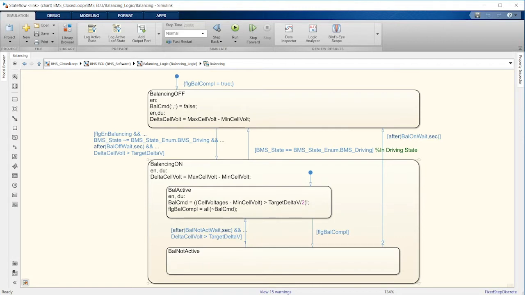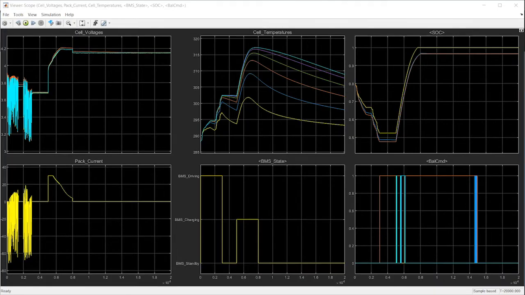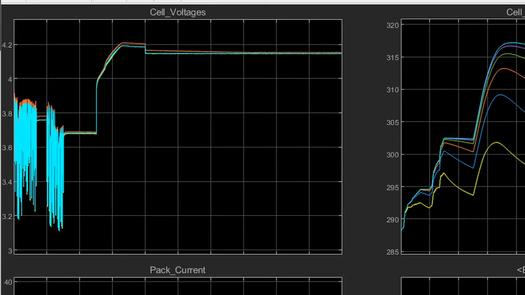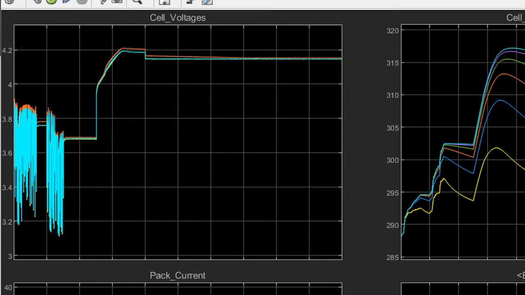Let's now take a second look at the simulation results. In this driving, charging, balancing sequence example, we first observe the individual cell voltages changing as a result of current flowing in and out. At the beginning of the simulation, they are slightly different because we initialize the model with a slight SOC imbalance. Towards the end of the simulation, the values converge towards one another as a result of the balancing procedure.